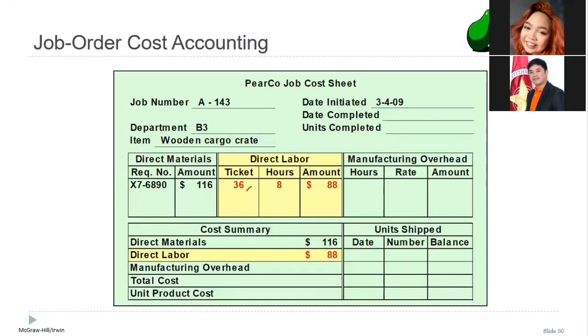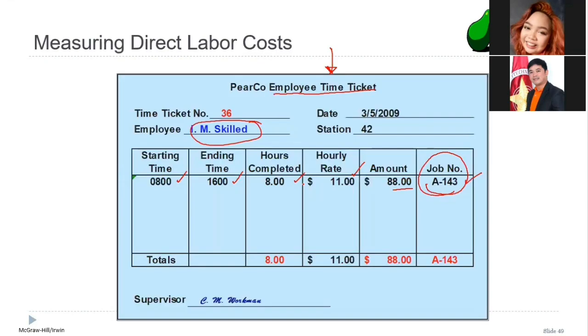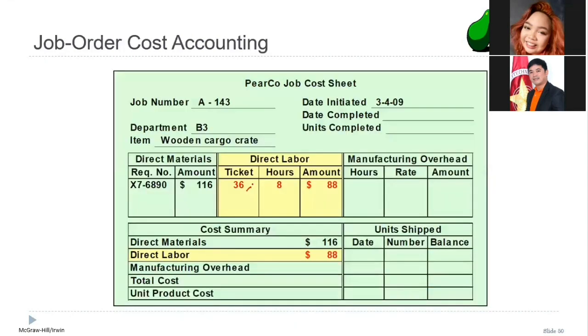So ticket 36, I'll go back. Ticket number 36, we also have monitoring. So ticket number 36, we go back here. Number 36, how many hours, how much is the charge. That is the amount of labor charged to job A143. So it will be summarized again below.